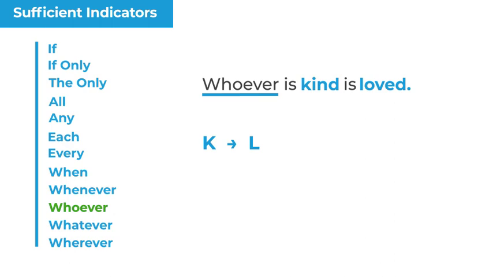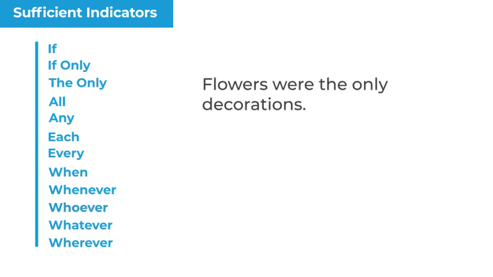So because we know that kind is the sufficient condition, we also know that loved is the necessary condition, but there's no word telling us that. It's a default. So we're just looking for those words to help us figure out where one term goes in the relationship. The other one will just automatically fall to the other side.